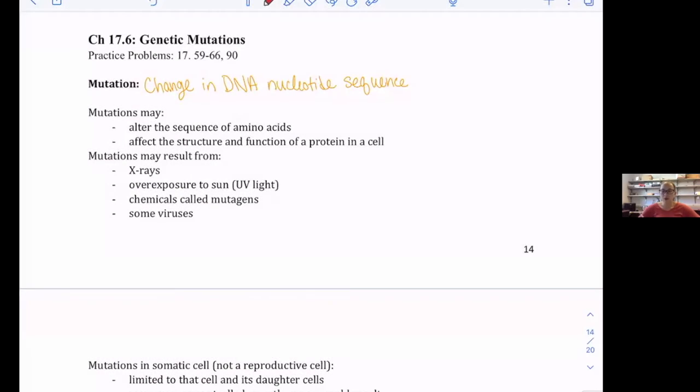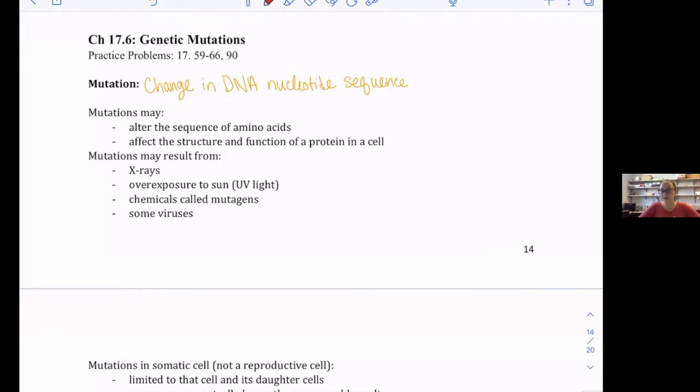Okay, so what happens when there's errors in this process of taking DNA to RNA to proteins? What happens if there's errors? What happens is a genetic mutation. So a mutation is a change in the DNA nucleotide sequence. Actually changing the sequence of your DNA is what the mutation is.